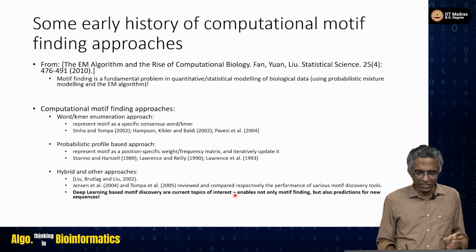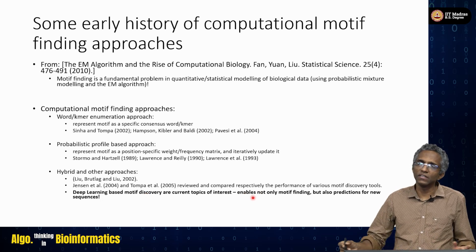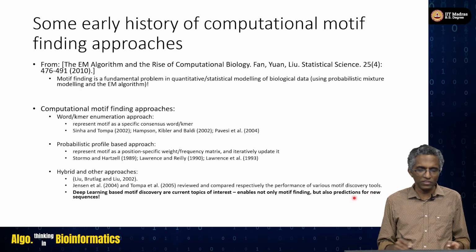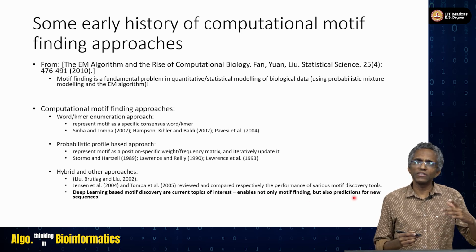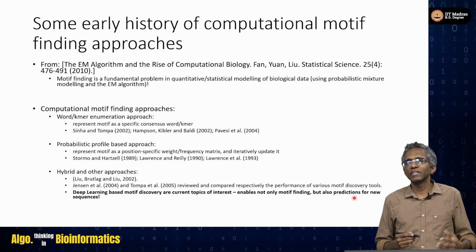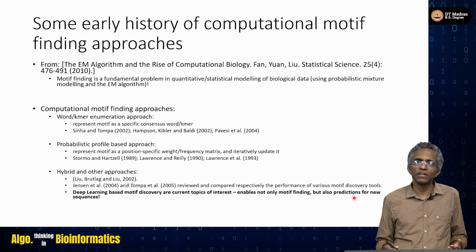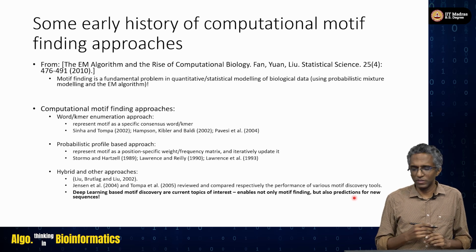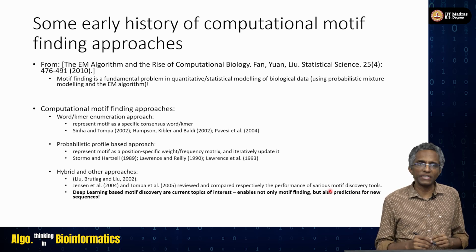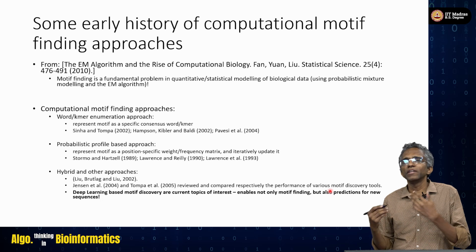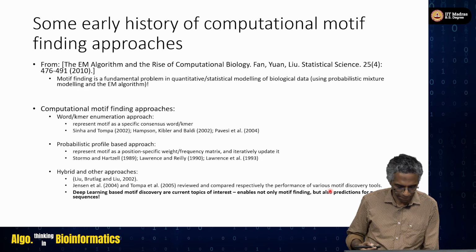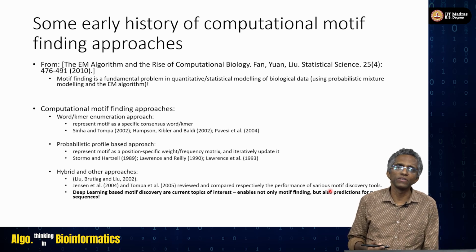This deep learning approach has an additional benefit. It enables not only motif finding, but can also make predictions for new sequences. Earlier methods can also do that, but somewhat indirectly. Here the deep learning method makes it a central problem. The central problem is predicting if a new sequence will bind to a transcription factor or not, and as part of building that model, it also figures out what the motifs are for this particular transcription factor.